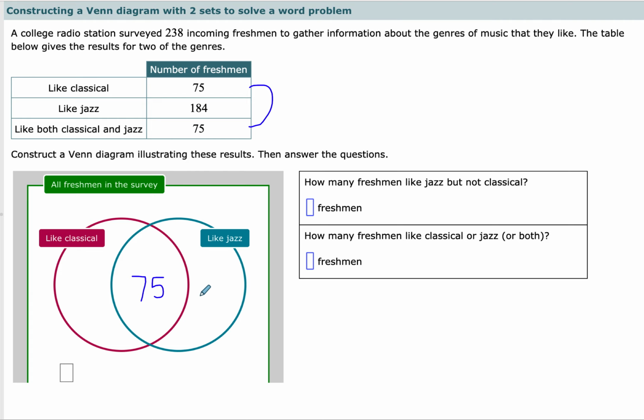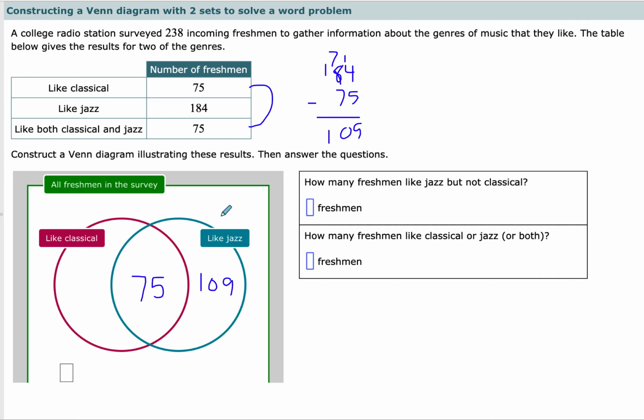Now the part that like jazz, well, 184 like jazz, but 75 of them have already been counted. So we're going to do 184 minus 75. Now had this little blurb here said just like jazz, then we could put the 184 right here. But it didn't say that. It says they like jazz, so they've already been counted. So when we subtract right here, we're going to get 109 people. So that represents 184 people total in this circle.